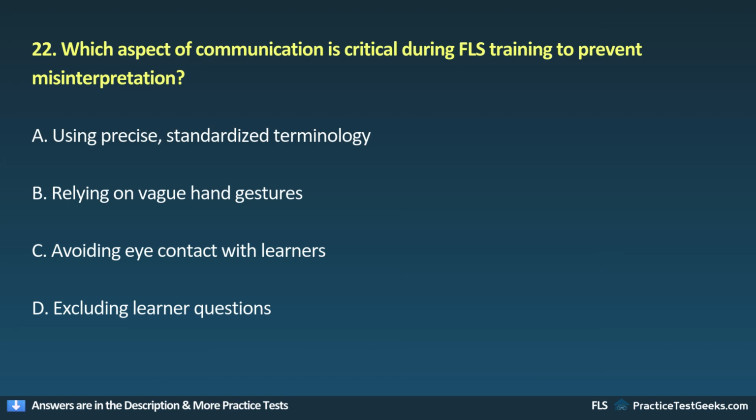22. Which aspect of communication is critical during FLS training to prevent misinterpretation? A. Using precise, standardized terminology. B. Relying on vague hand gestures. C. Avoiding eye contact with learners. D. Excluding learner questions.